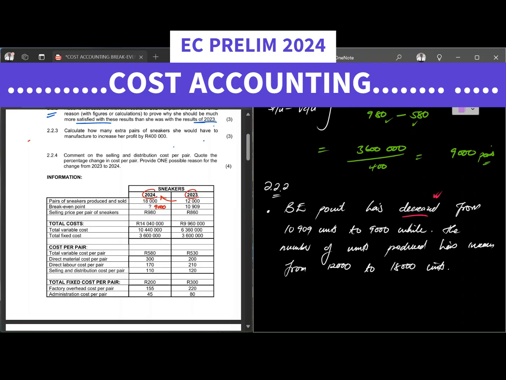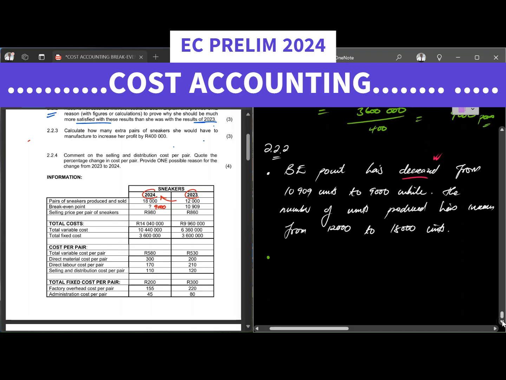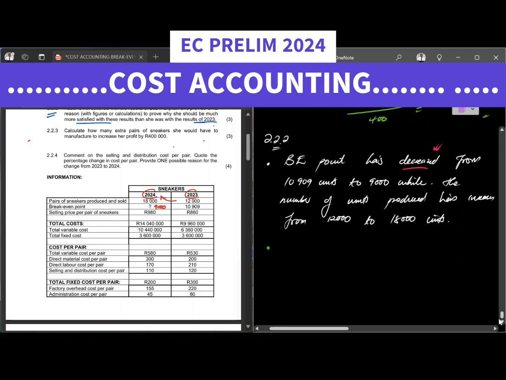So the break-even point has decreased, which is very good for the business. Hence, he should be more satisfied with these results. So his break-even point has decreased, and at the same time, the number of units produced has increased. So that is a good point for you to mention. The next point that you will also mention is profit.